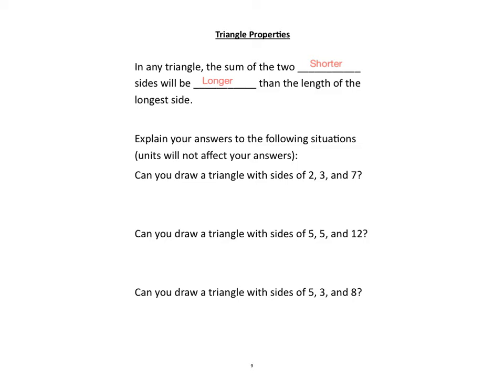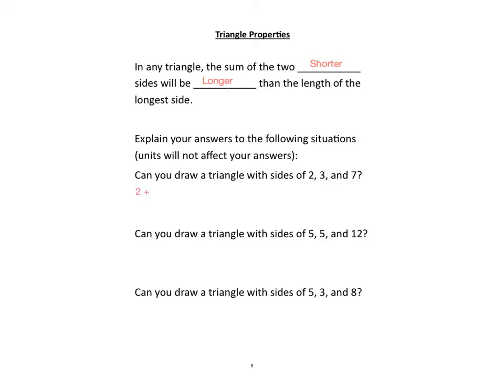So you take two smaller numbers on a triangle and add them together. Order doesn't matter as long as it's the two smaller numbers. And in order for it to be a triangle, you need their sum to be larger than the third side. So let's take a look at 3 examples. The first one says, can you draw a triangle with sides 2, 3, and 7?